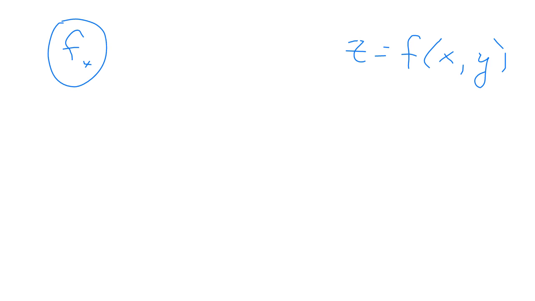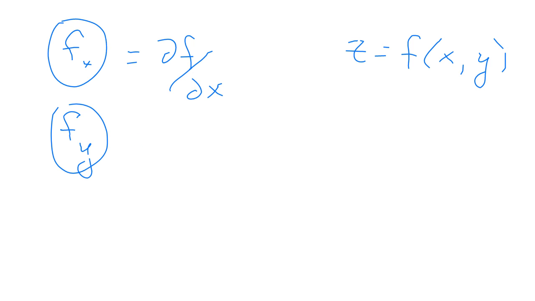Directional derivatives. So if you remember, we had the partial derivative of f with respect to x, where z equals a function of two variables, x and y. So this is the derivative in the direction of the x-axis, and the partial derivative of f with respect to y is the derivative in the direction of the y-axis.